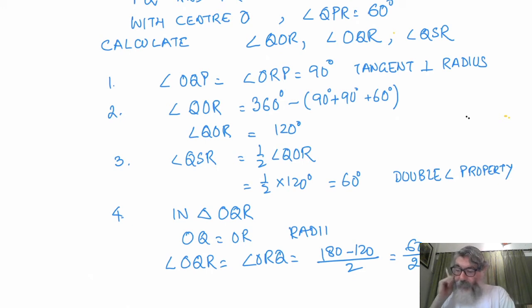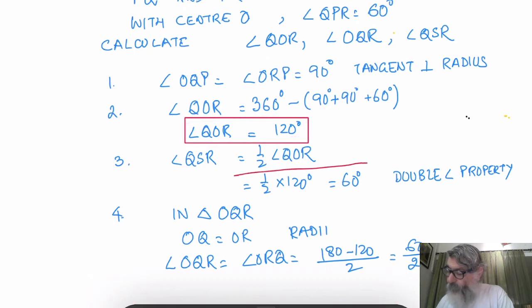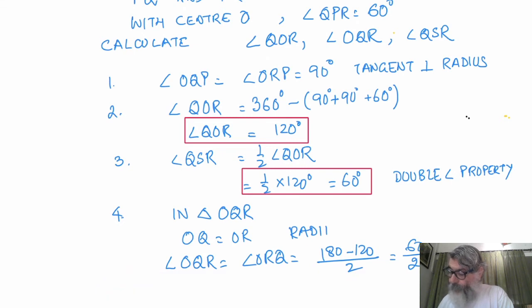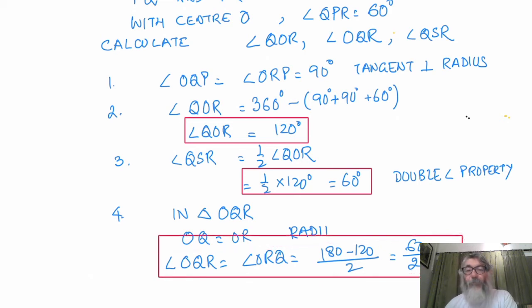What are the angles which we wanted? We wanted QOR, and we got this angle QOR. We wanted angle QSR, and we got this angle. So we have got all the three angles that we required. Okay, now let's see the next question.